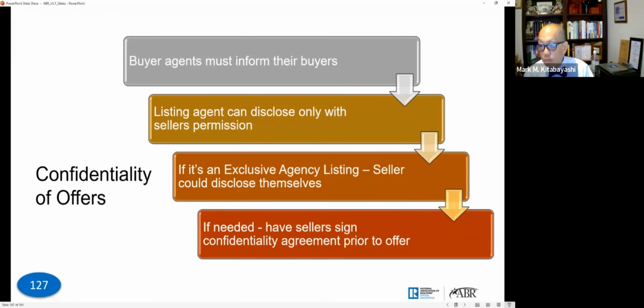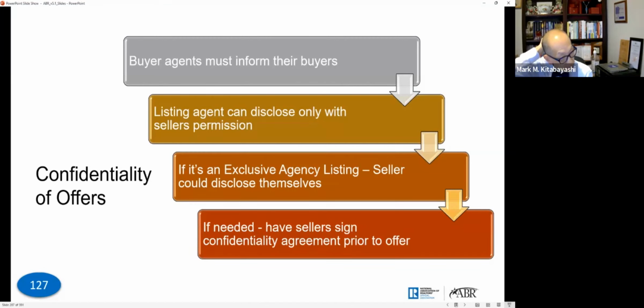The buyer agreement must inform the buyers. Sometimes the listing agent can disclose only with the seller's permission. On an exclusive agency listing, the seller could disclose themselves. If needed, have a selling-side confidentiality agreement prior to the offer.